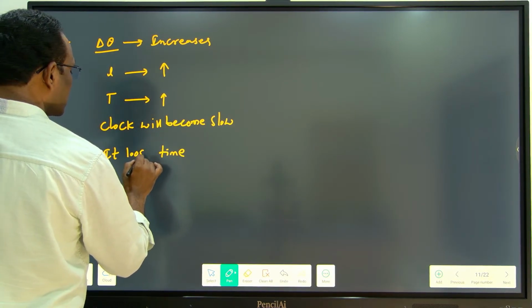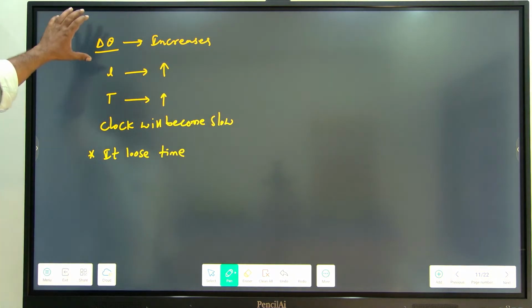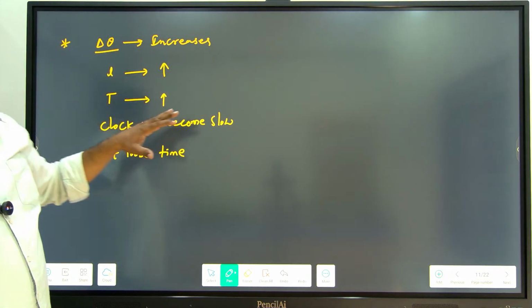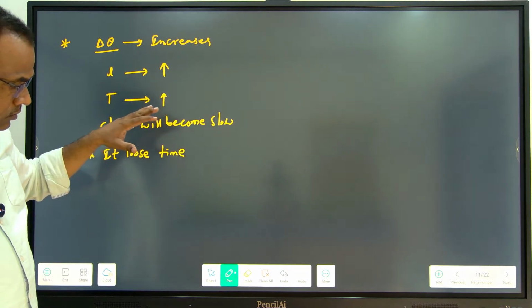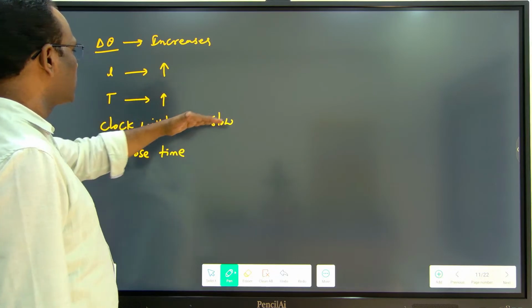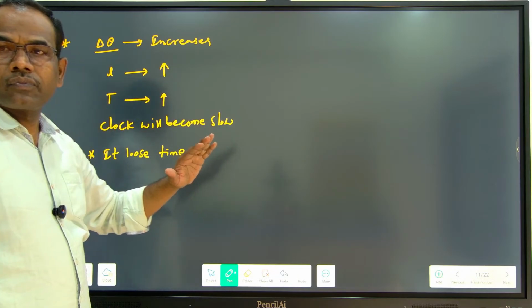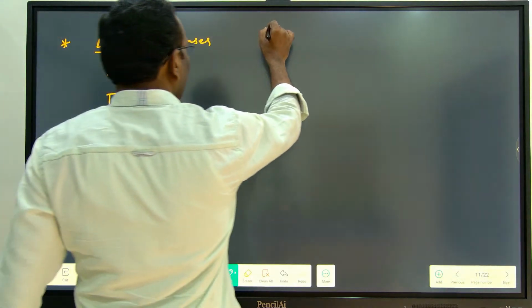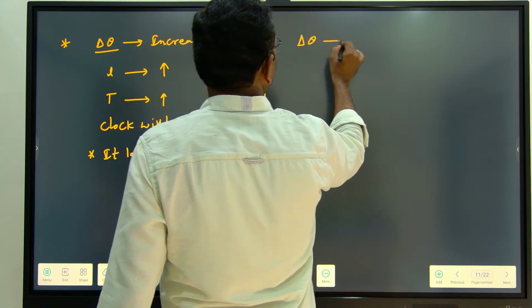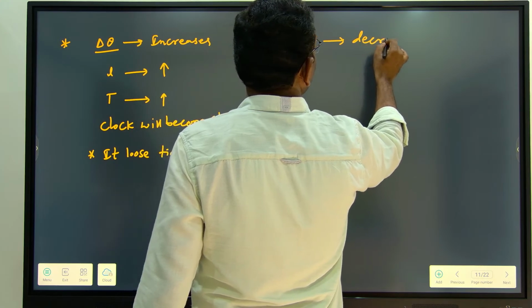Okay, good. See, delta theta increases, and as per the formula, L increases, T increases. The clock will become slow and lose time. Again, say delta theta decreases.